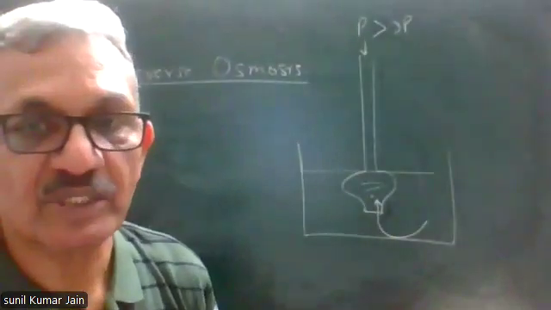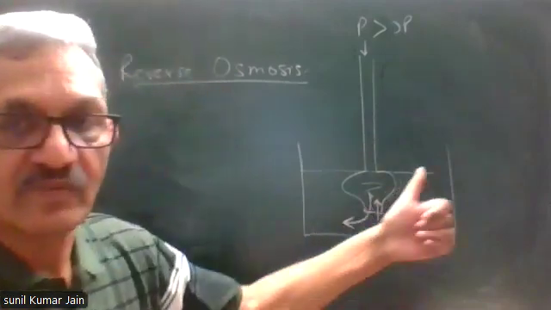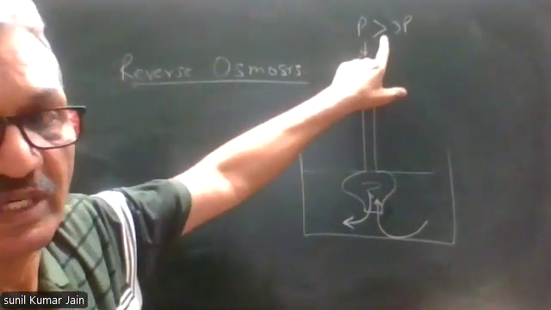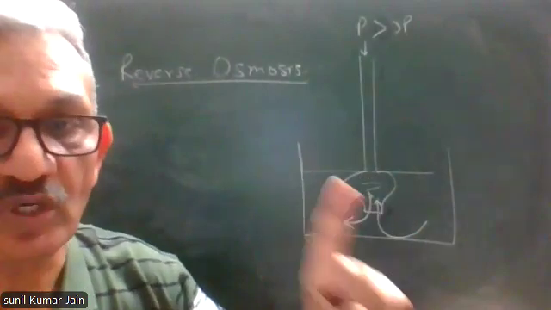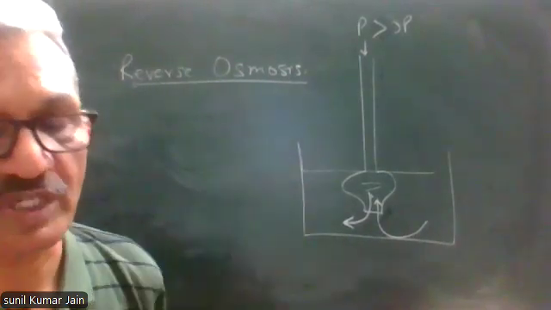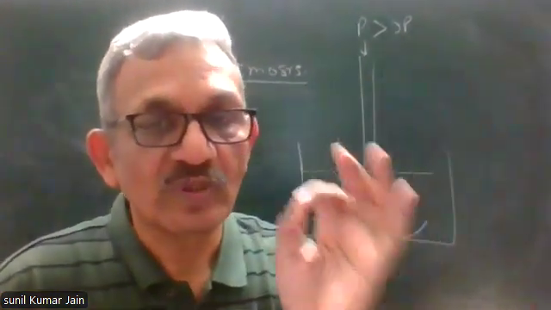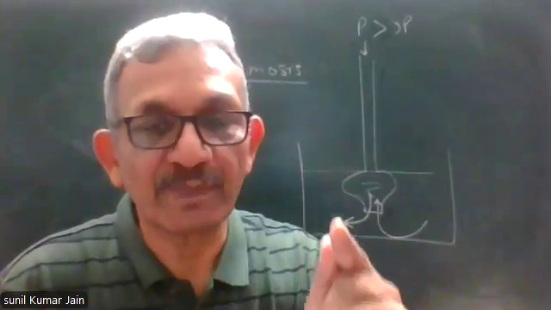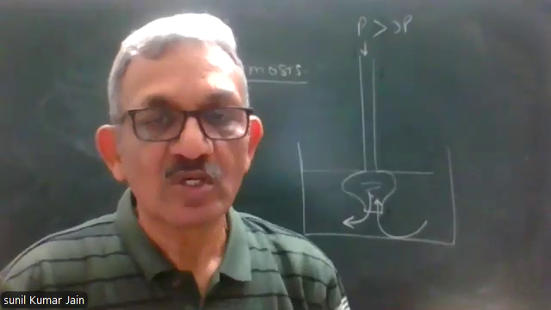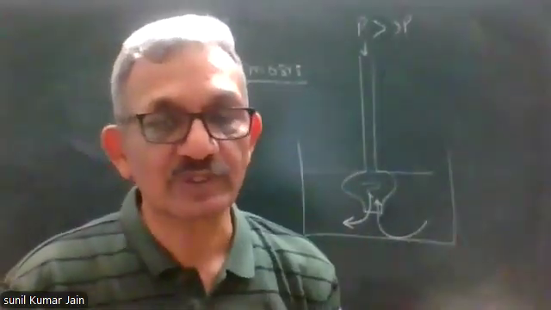But if I apply pressure more than osmotic pressure, then solvent will flow out from the solution. It means if pressure applied is more than osmotic pressure, flow of solvent will take place in the reverse direction than osmosis. And that's what is called reverse osmosis. So for reverse osmosis, we have to apply pressure more than osmotic pressure of the solution so that solvent flows from a concentrated solution towards dilute solution.